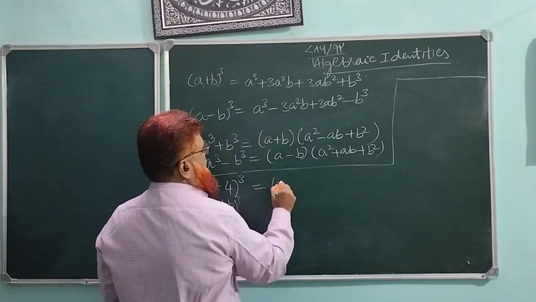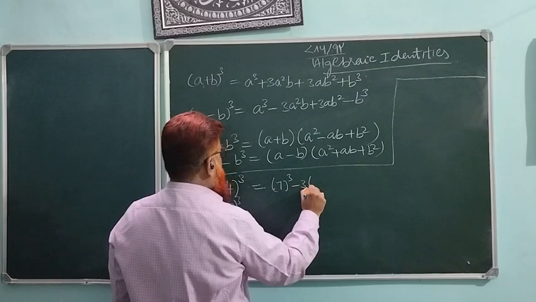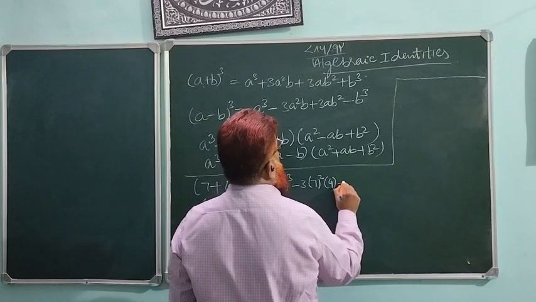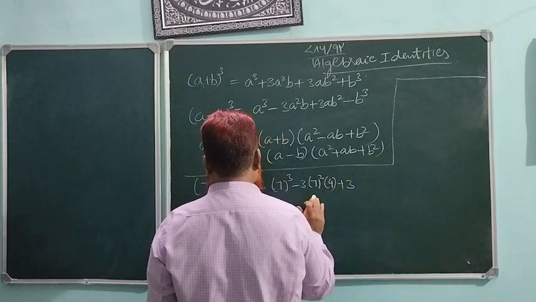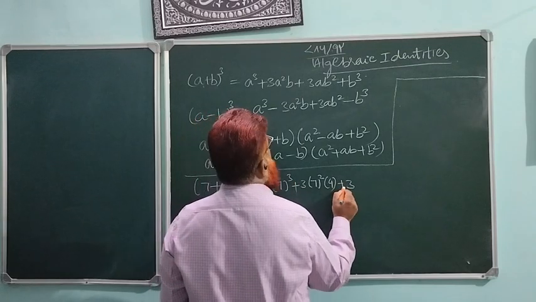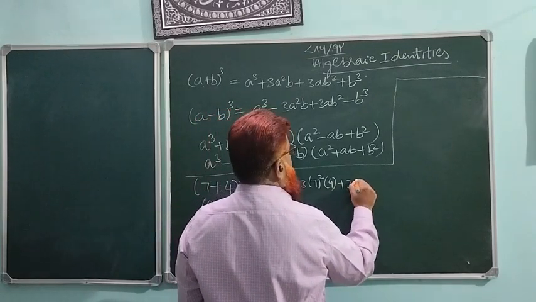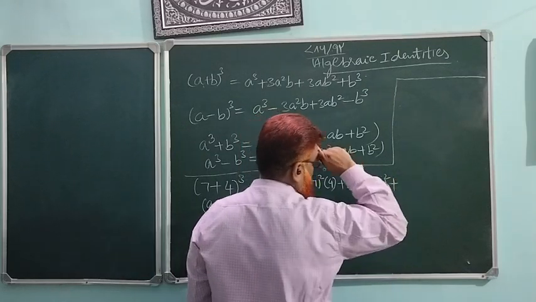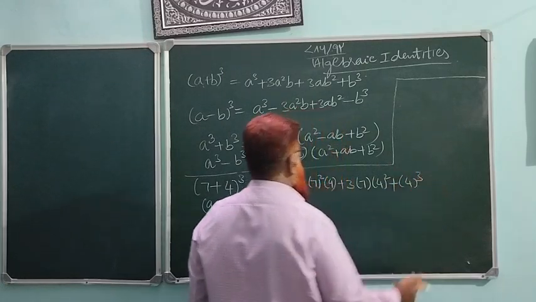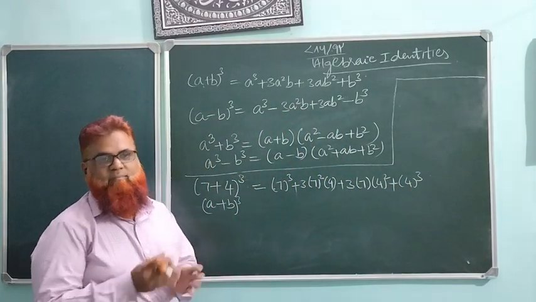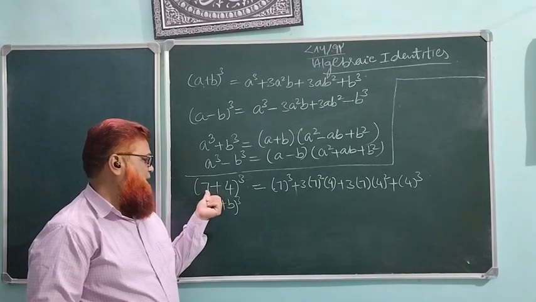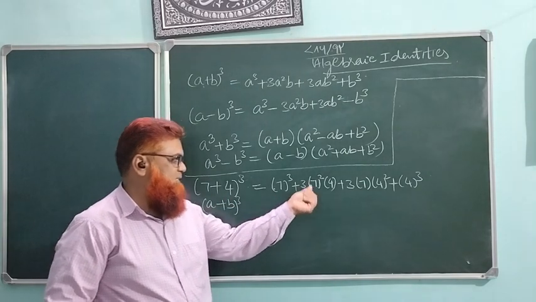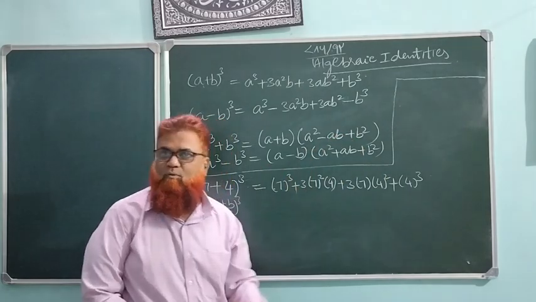(7 whole cube) minus 3, a is 7 square and b is 4, and plus 3, and what is a is 7 and b is 4 square plus b whole cube is 4 whole cube. What we have done, in place of a and b, we have substituted their respective values. A is 7 and b is 4. a cube plus 3a square b plus 3ab square plus b cube, 4 whole cube.